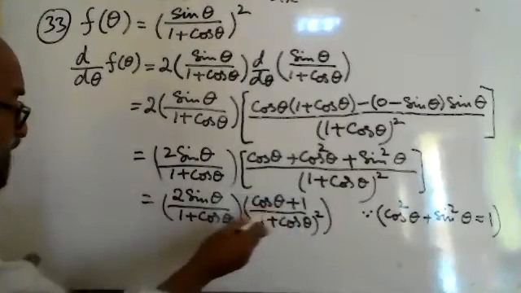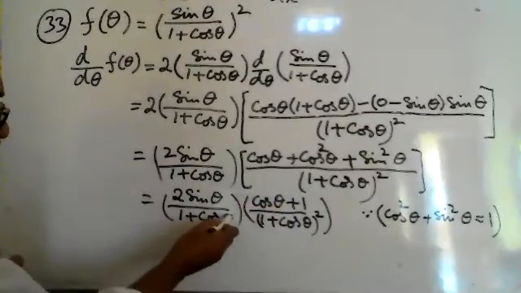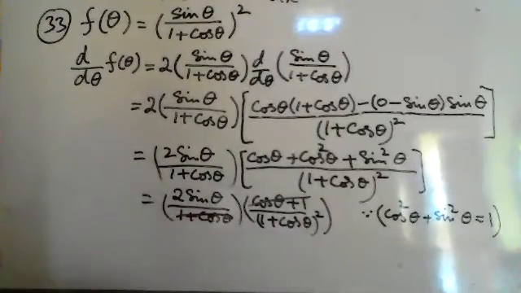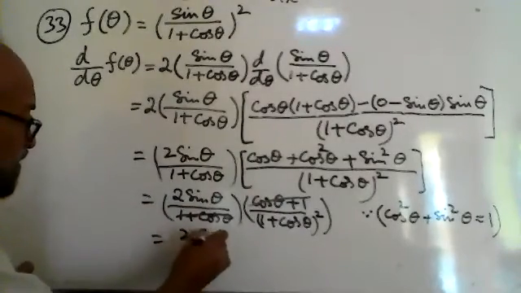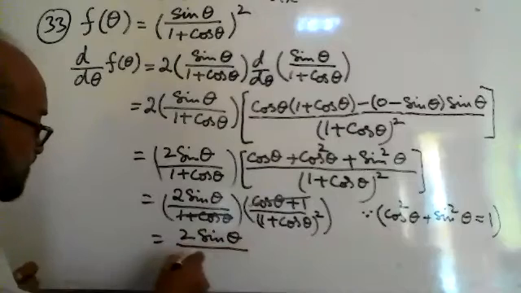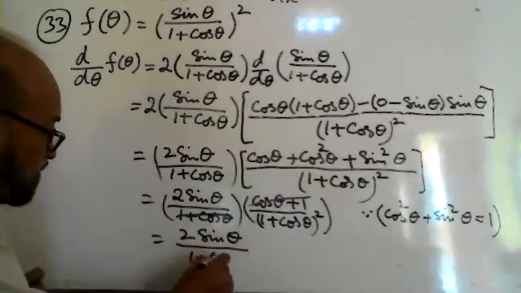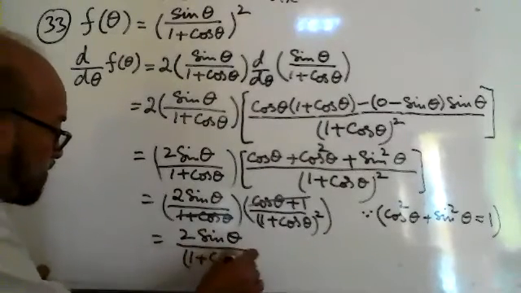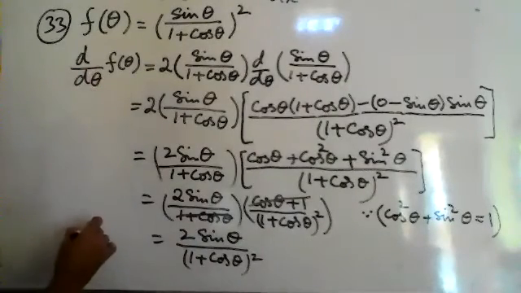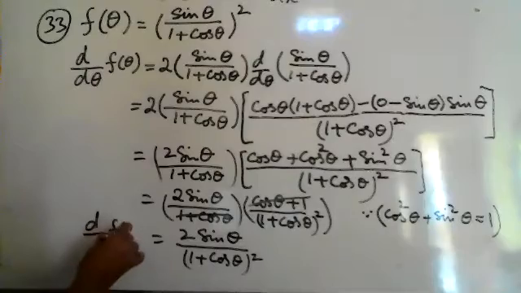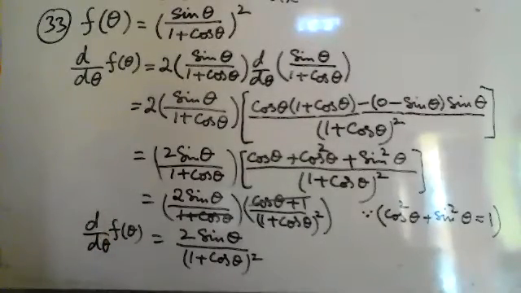So cos theta plus 1, 1 plus cos theta cancel. So the answer is 2 sin theta upon 1 plus cos theta whole square. This is the final answer. Dy d of f of theta d theta, this is the derivative of f of theta.